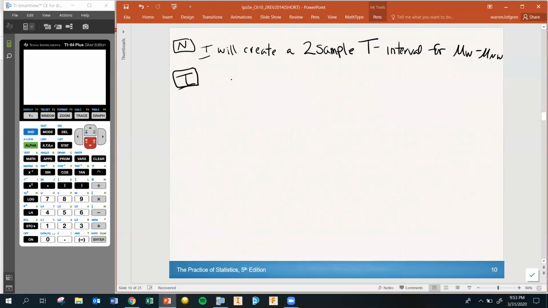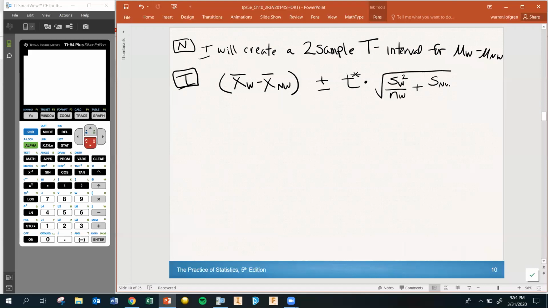We got to make the interval. So here comes the I. I'm going to rewrite the formula. The formula says start with your samples, and we're going to see how far apart they were from each other. That's my point estimate. Then I'm going to add and subtract the margin of error, and there's two parts to that. There's a t-score, and then there's the standard error. The standard error formula, which is on your formula sheet, is I'm going to take the standard deviation of the walkers squared, divide by the size of the walkers, add to that the standard deviation of the non-walkers squared, divided by the size of the non-walkers. So that's my formula, that's what I'm going to fill in.